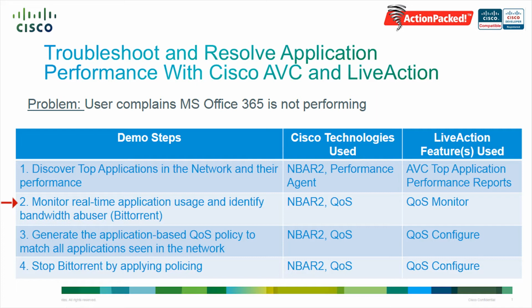He also found out that his existing QoS policy cannot separate BitTorrent from Office 365 because it's still based on port, which is HTTP and HTTPS. He then switched to NBAR2 view, and found out that BitTorrent is still taking most of the WAN bandwidth.